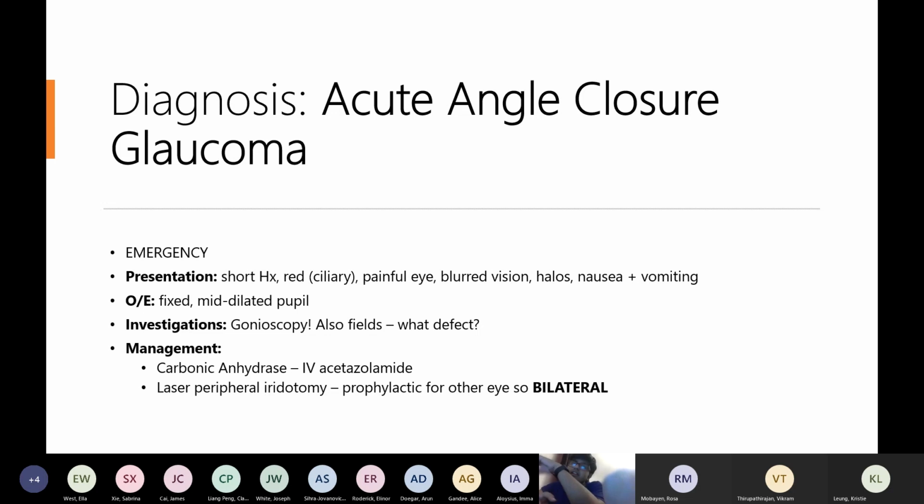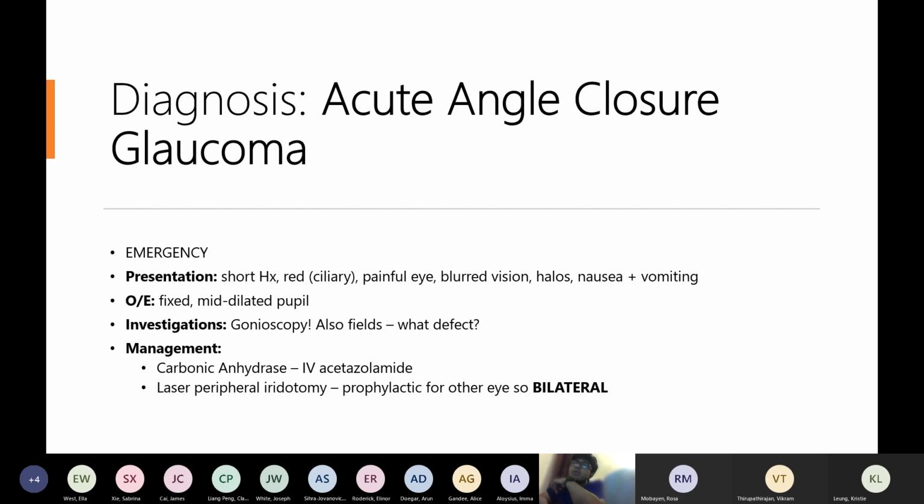Management of acute angle closure is you give them IV acetazolamide, which helps for a reason that I can't remember off the top of my head. I think it's a carbonic anhydrase inhibitor, which works in the eye. I think it either reduces secretion or increases reabsorption. I can't remember off the top of my head, but that's just symptomatic.